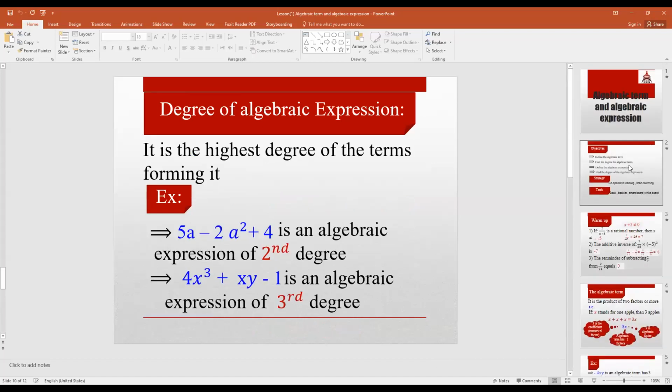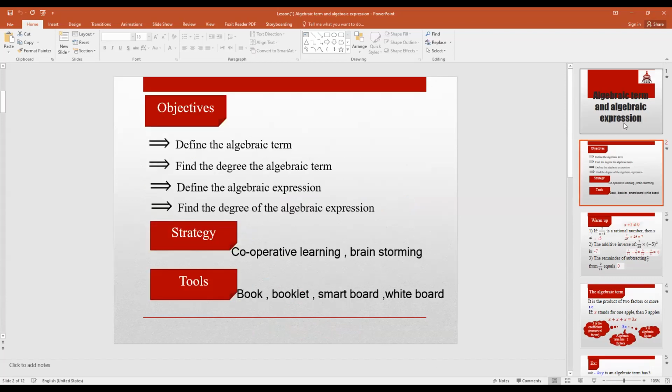So now we can find the degree of the algebraic term and the degree of the algebraic expression, and we know the meaning of algebraic term and the meaning of algebraic expression.